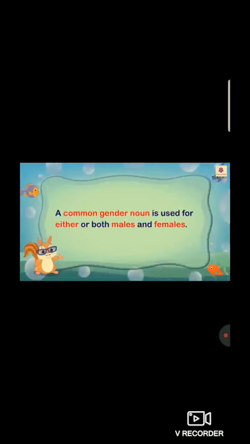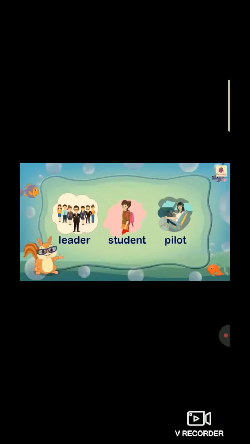A common gender noun is used for either or both males and females. So here the example, leaders. There are so many leaders, not one particular leader. Student: if you see in the class, there is not one child, there are children. So it's called a student. Right? Pilot. There are so many pilots.